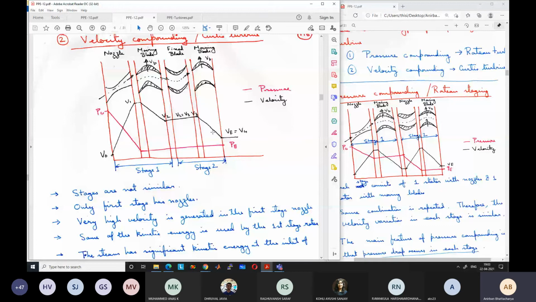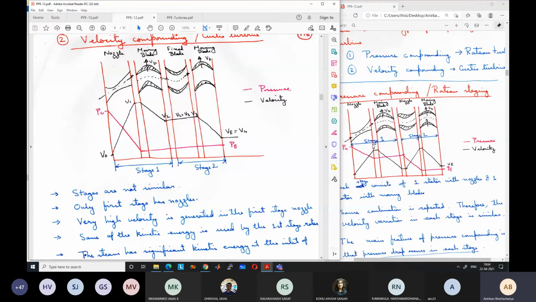So it means that we have to consider the velocity diagram of each stage separately. Unlike pressure compounding, where if we calculate the velocity diagram for one stage, it is sufficient. We can just repeat the same calculation for n number of stages. Unlike that, for a velocity compounded turbine, we have to draw a separate velocity diagram for the first stage, and a separate velocity diagram for the second stage, like this.